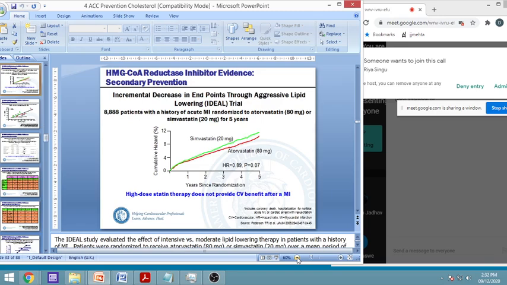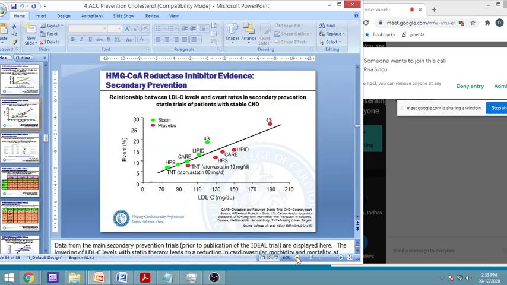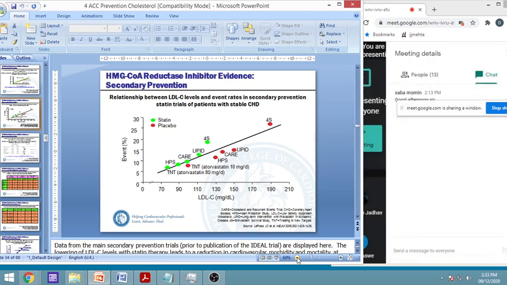Then incremental decrease in endpoints through aggressive lipid lowering. Again here, simvastatin 20 milligrams versus atorvastatin 80 milligrams, it was found that atorvastatin has comparatively better protection over 5 years of the study. Then the relationship between LDL levels and event rates in the secondary prevention statin trials of patients with stable coronary disease. So these are various trials, and they are indicating and suggesting something.